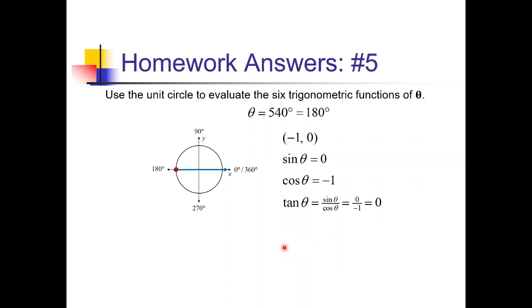Next, we'll do cosecant, which is the flip of sine. So this is really going to be 1 over 0, which is going to be undefined. Next, secant is the reciprocal of cosine. So we've got 1 over negative 1 for that, which I can reduce to negative 1. And then finally, we've got cotan, which is the reciprocal of tangent, or you could think of it as cosine over sine. That's how I'm going to think of it here. So that's going to be negative 1 over 0, which is going to be undefined.